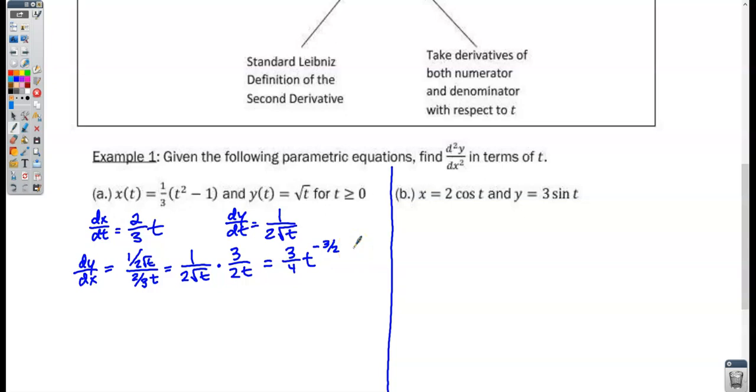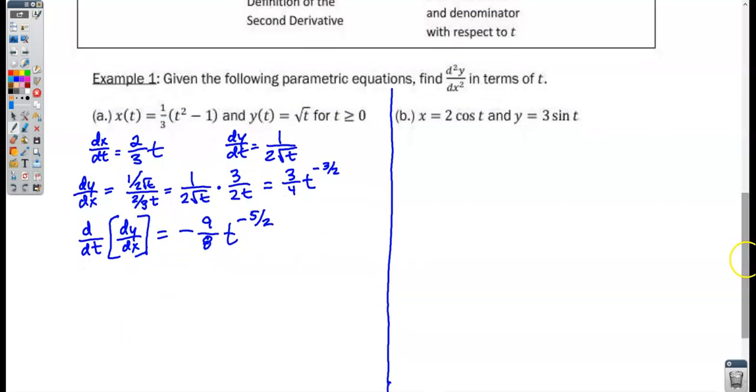Okay? Now, in order to find the second derivative, I'm going to do two things. I'm not going to just go ahead and write d squared y over dx squared right away. What I'm going to do is take the derivative with respect to t of dy/dx, which, if you write it this way, hopefully reminds you that the derivative we're finding here is not d squared y over dx squared. So I'm going to take the derivative of this with respect to t, and the derivative of 3/4 t to the negative 3/2 with respect to t is going to be negative 9/8 t to the negative 5/2.